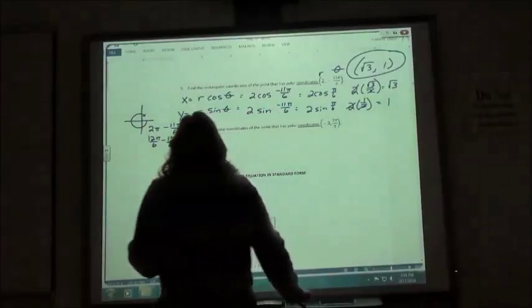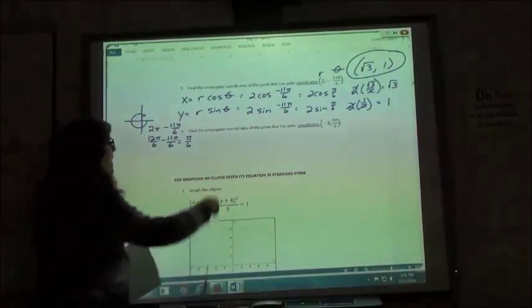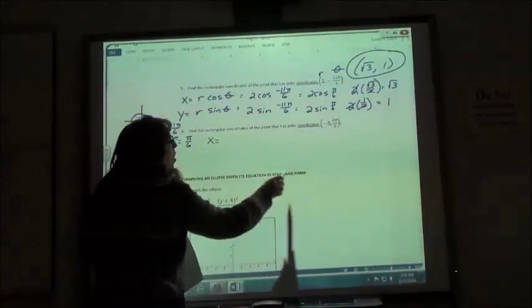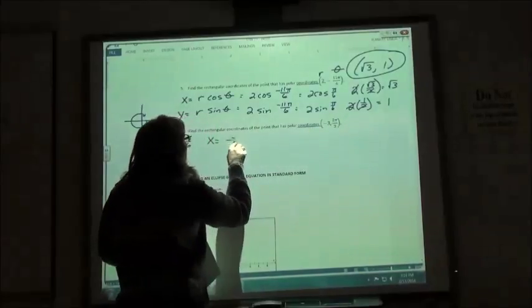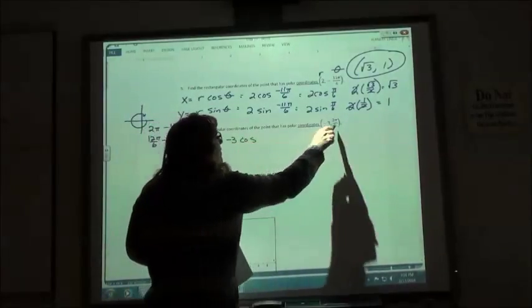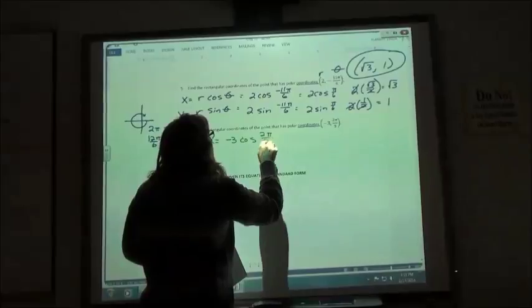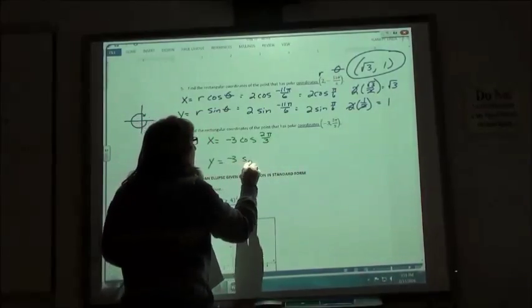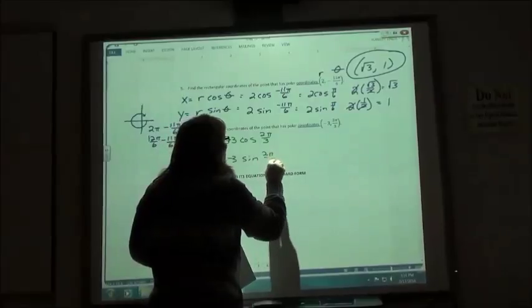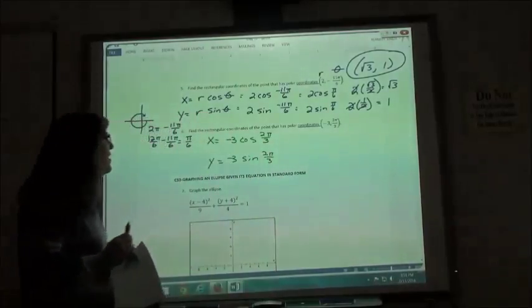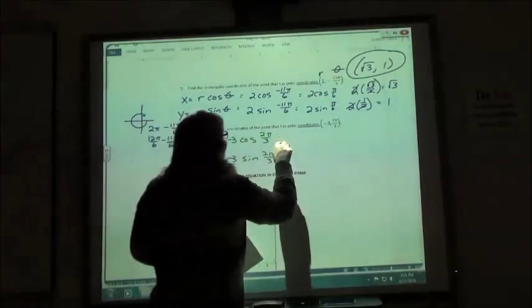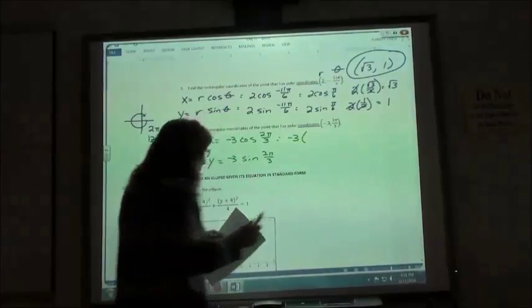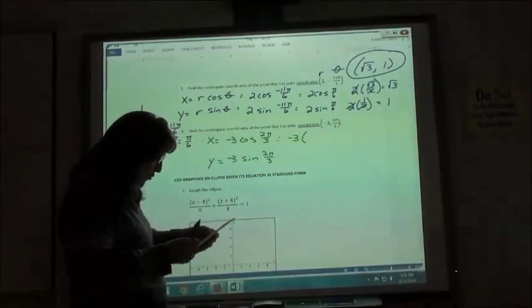And number 6, same kind of thing. X is going to equal r, which is negative 3, times the cosine of my angle, 2 pi over 3. Y is going to equal negative 3 times the sine of my angle. In this case, I have a positive angle, so I can just look those up. So negative 3 times the cosine of 2 pi over 3.